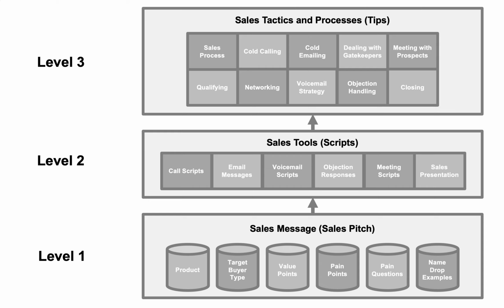Another example is sometimes clients come to us and want help with objection handling. So they're coming to us to work on level 3, but they haven't done the work for level 2 and level 1. In those scenarios, we go back and start at level 1 to create their message, then level 2 to create their objection responses, and then level 3 to work on their approach to responding to objections.